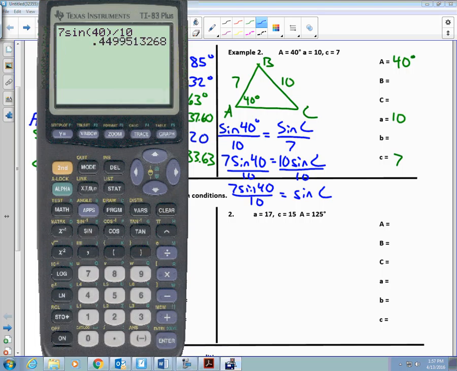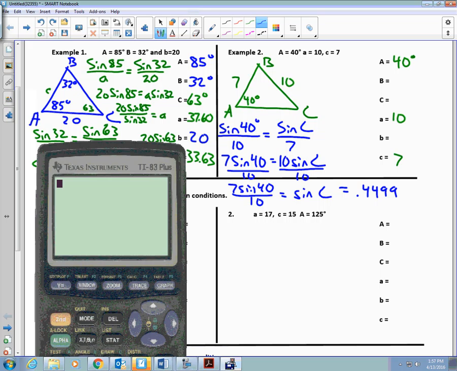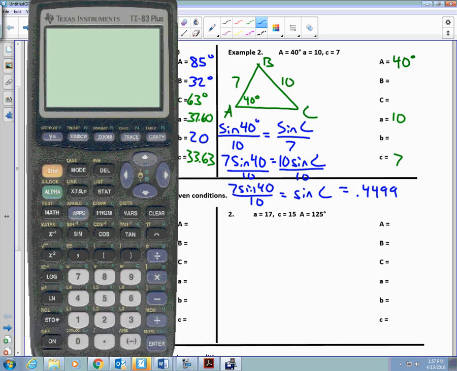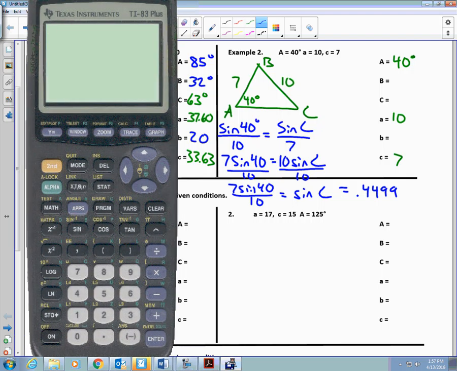I get 0.4499. That doesn't sound like an angle. If you're finding an angle, do you remember what you press on your calculator? Inverse. Remember? That's the difference. All the ones on this side don't require inverse because you have the 2 angles. This one, you're trying to find an angle. So when you get to that spot, you get that 0.4499. What you do is you go second sine inverse, and then you type in that decimal 0.44995.